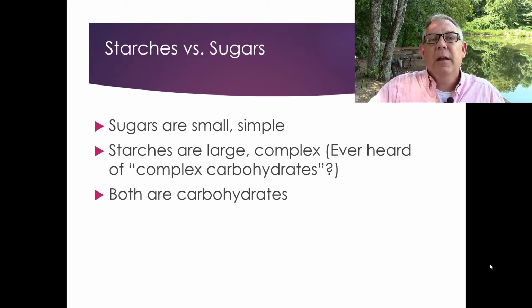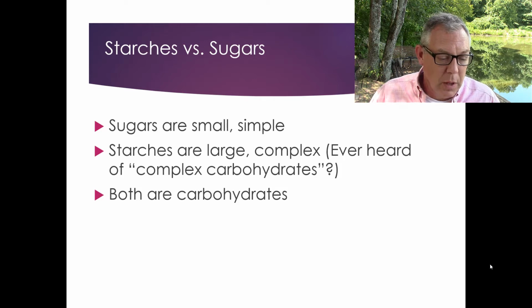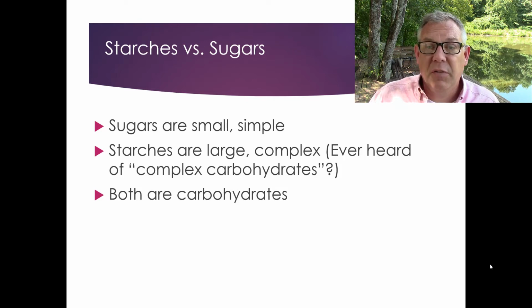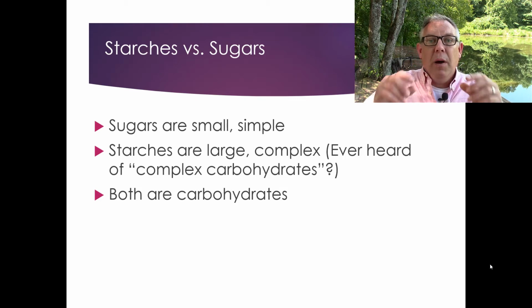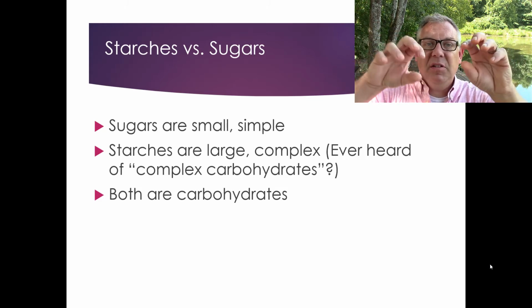A complex carbohydrate is the opposite of a simple sugar. It's lots of simple sugars stuck together. That's how you make a complex carbohydrate, which are often called starches. And so when you think about starchy foods, pasta, potatoes, bread, those are carbohydrates, but they're long carbohydrates with lots of simple sugars.